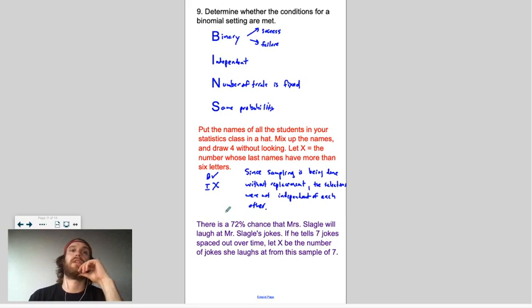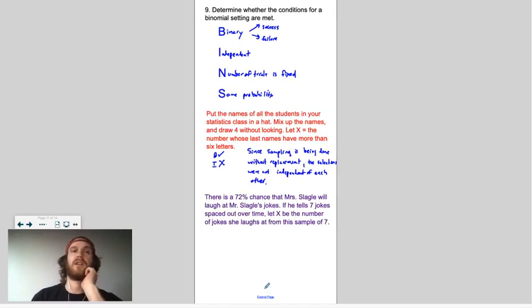Next one. There's a 72% chance that Mrs. Slagle will laugh at Mr. Slagle's jokes. If he tells 7 jokes spaced out over time, let X be the number of jokes she laughs at from this sample of 7. Let's take a look.